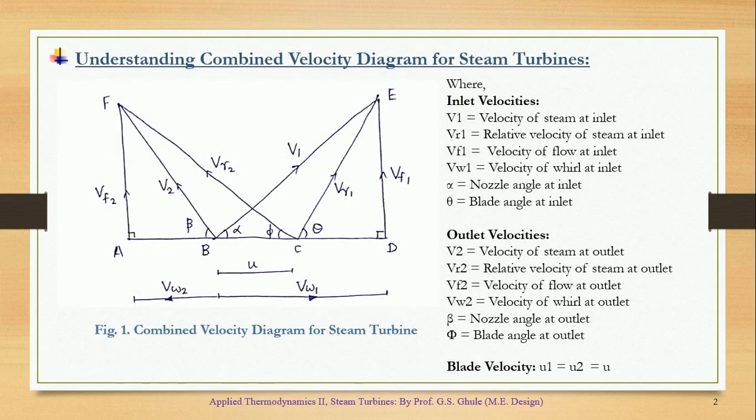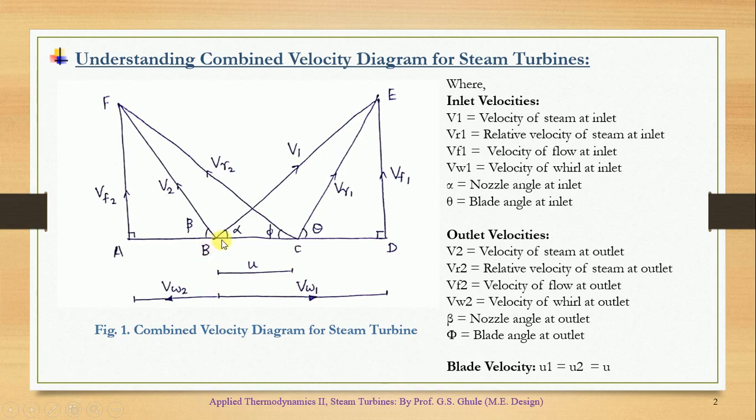Now let's understand the combined velocity diagram. Whenever I say combined velocity diagram, the name itself indicates it is the combination of the inlet velocity triangle and the outlet velocity triangle, right? Now from this figure, B is my starting point, right?